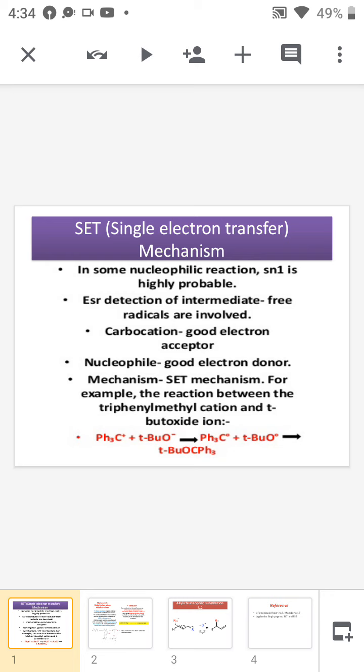And how is the Ph3C plus generated? We know that the carbocation is generated by the liberation of the leaving group. Usually a carbocation is formed in the SN1 reaction. Here this is not an SN1 reaction. In an SN1 reaction, the carbocation is normally generated by the liberation of the leaving group, and here also the leaving group is liberated and the carbocation is formed. Then the reaction proceeds through the radical mechanism.